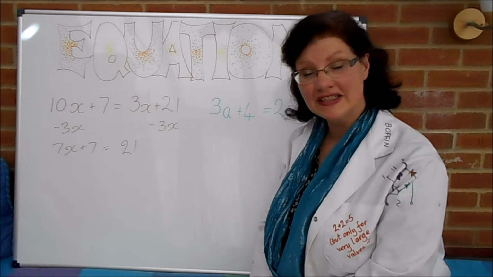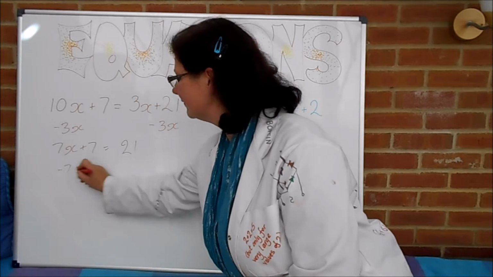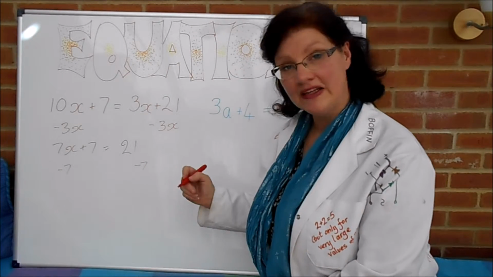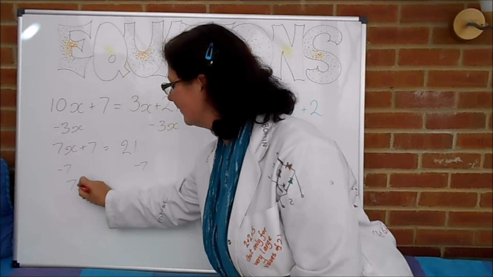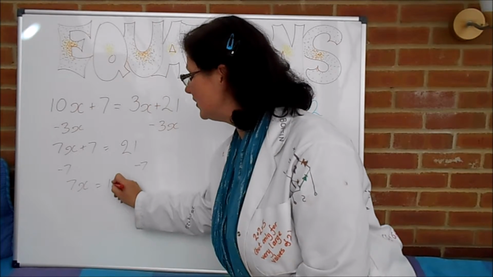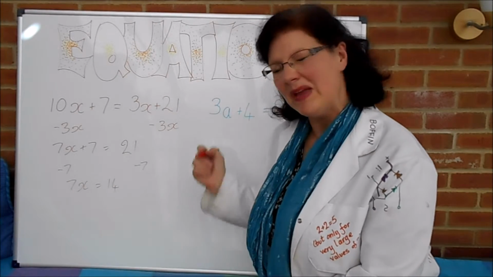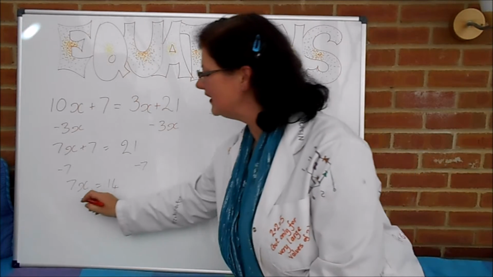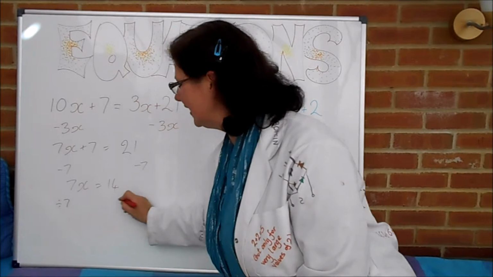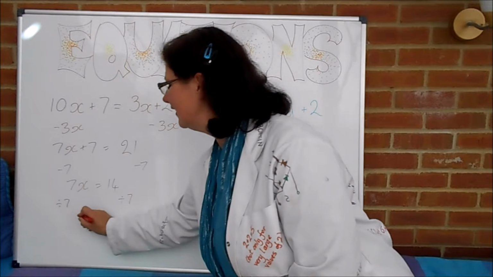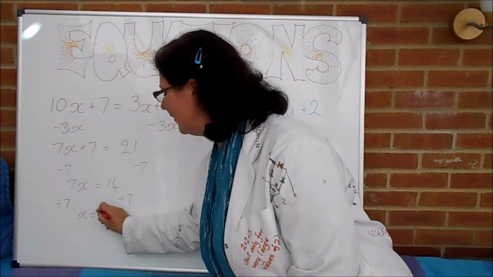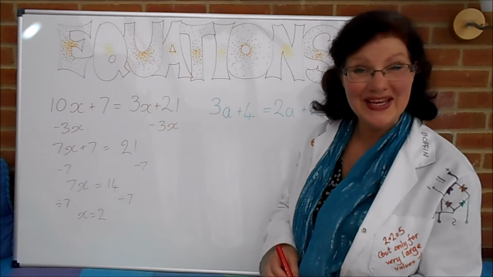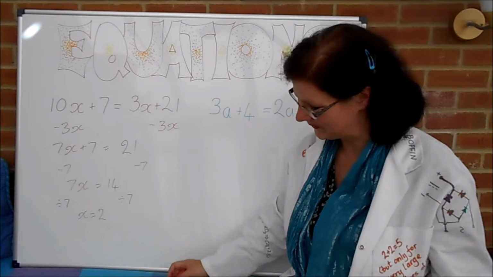Now we're going to move that 7 and that gives us 7X equals 14. Okay, hopefully you should be able to see the answer falling out of this now. A quick little divide by 7 on both sides gives us x equals 2. Did you get that? Good.